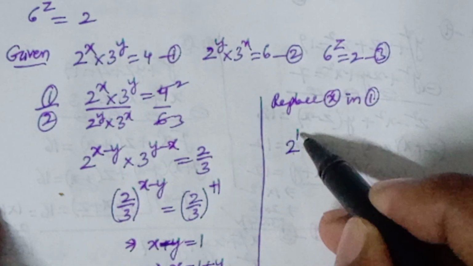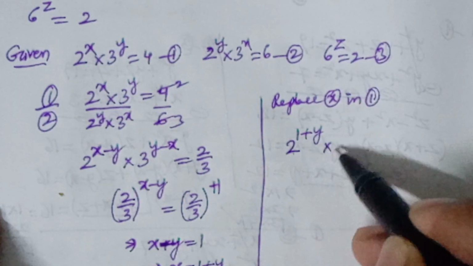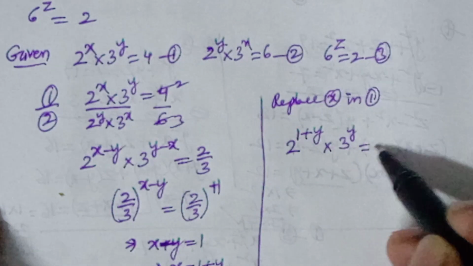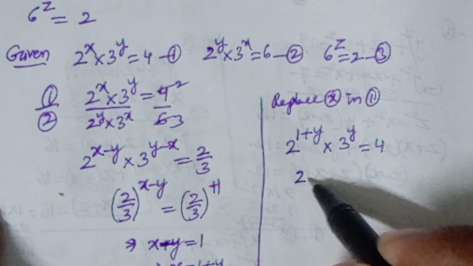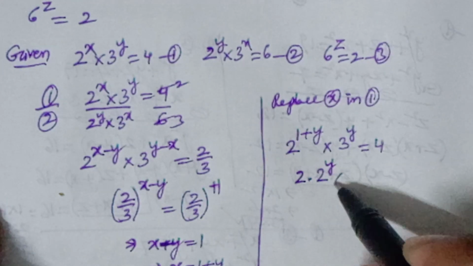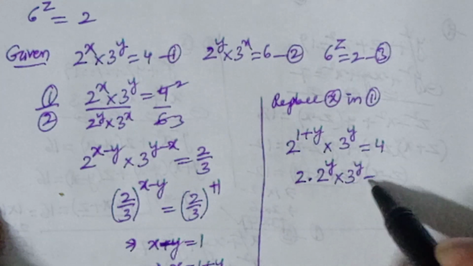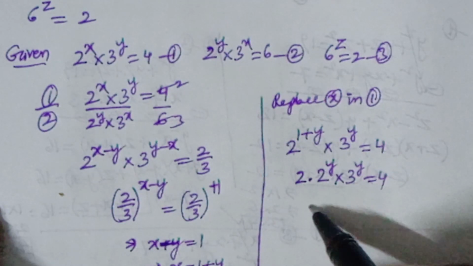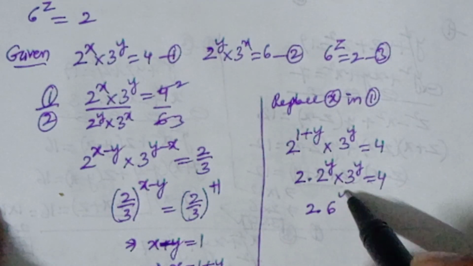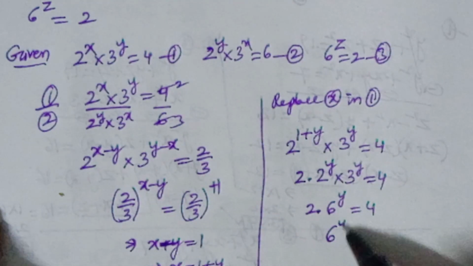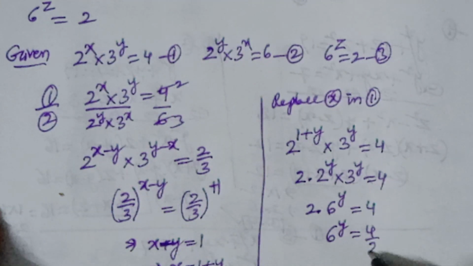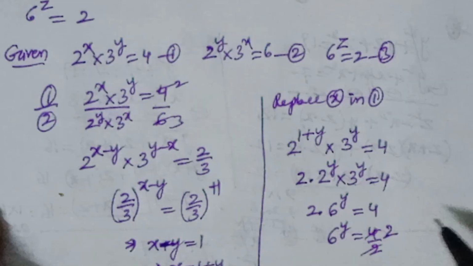What will we get here? 2 to the power of 1 plus y times 3 to the power of y is equal to 4. So you can write it as 2 times 2 to the power of y times 3 to the power of y is equal to 4. So 2 times 6^y is equal to 4. 6^y is equal to 4 by 2, we will get 2.